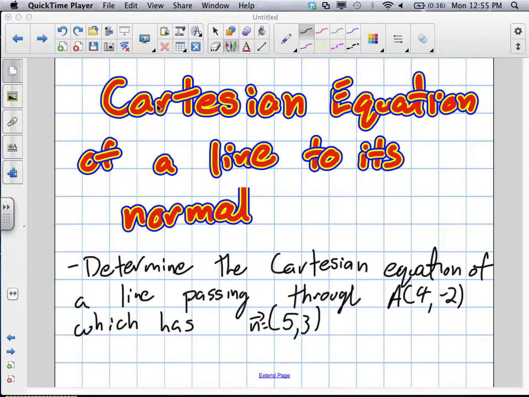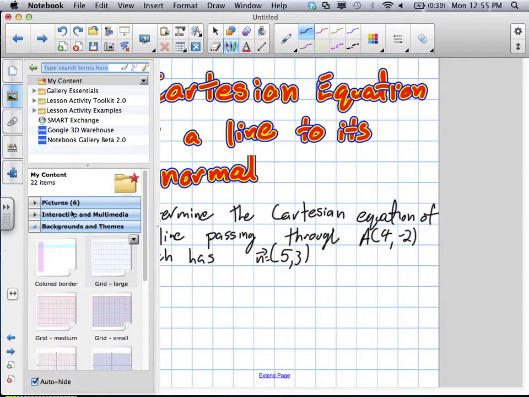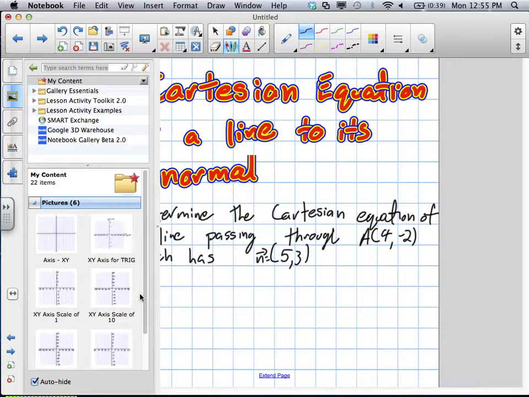Okay, the Cartesian equation of a line to its normal. So this is the fourth example. Determine the Cartesian equation of a line passing through point A, which is (4, -2), which has normal (5, 3). So what we're going to do is bring out a graph again.